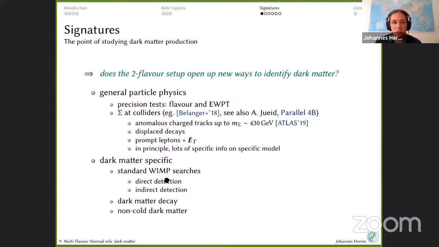But here we're more interested in dark matter specific predictions, in particular how the smarter flavor setup modifies expectations for standard WIMP searches in direct detection and indirect detection, and this additional possibility of decay, that the heavier dark matter component can decay into the lighter one, as well as the possibility that there are dark matter internal, so to say, signatures, so dark matter being cold or not cold, having long free streaming, things like that.